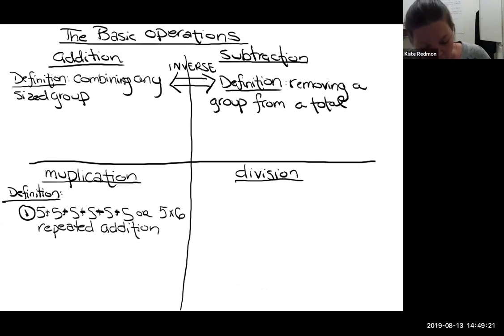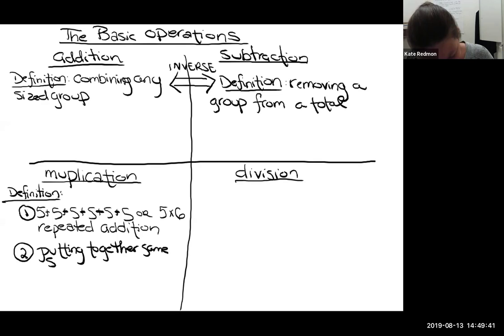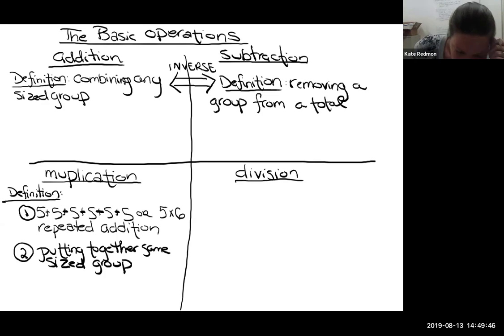Okie dokie. Okay, so that being said though, what is another way to conceptualize multiplication? Well, another way is putting together same-sized groups. So it reminds me very much of the last one, addition. In addition, we were combining any sized group though, and here we're putting together same-sized groups. If it's multiplying, all the groups need to be the same size in order for multiplication to work.